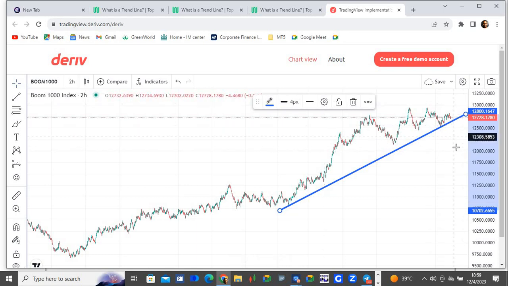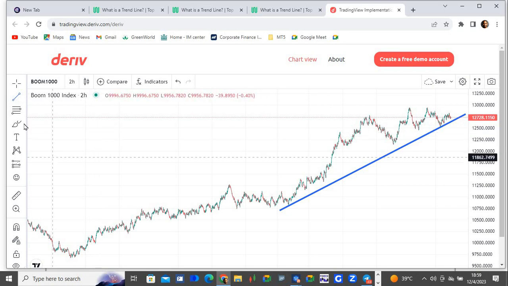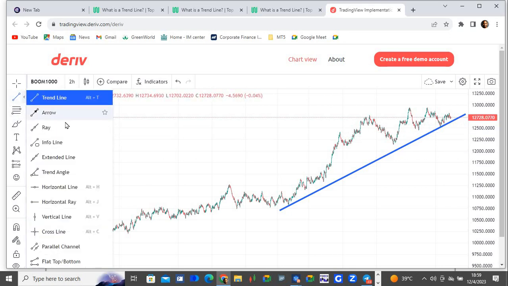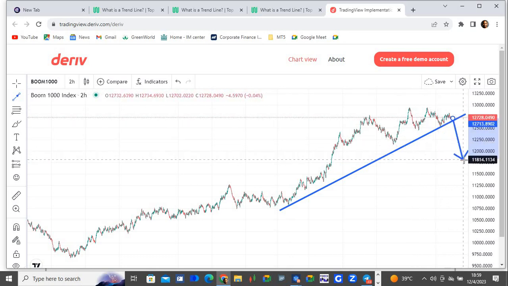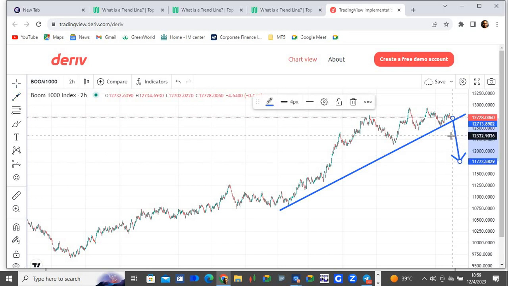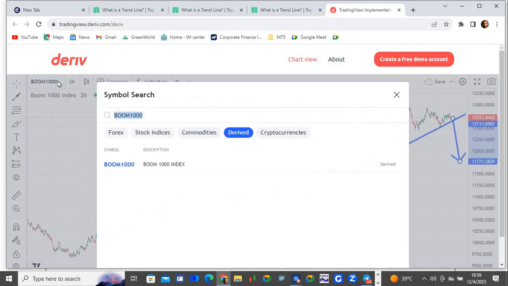If the price breaks below here, it simply means that it is a breakout, and you enter sell. Let us also look at another.